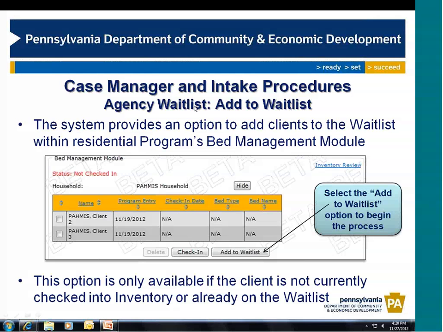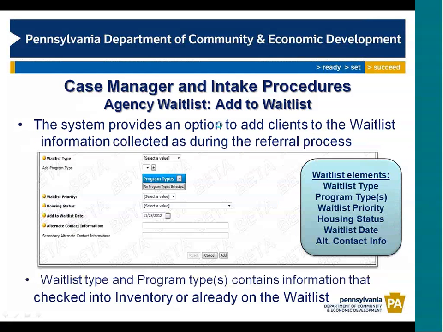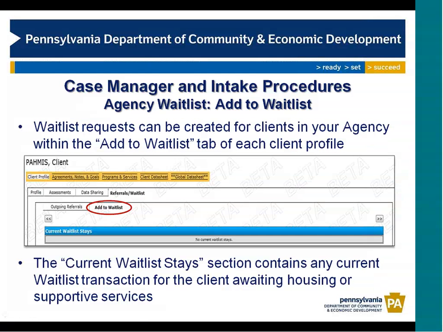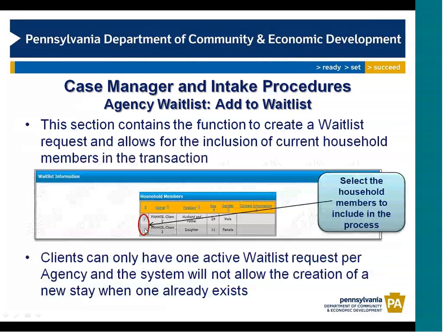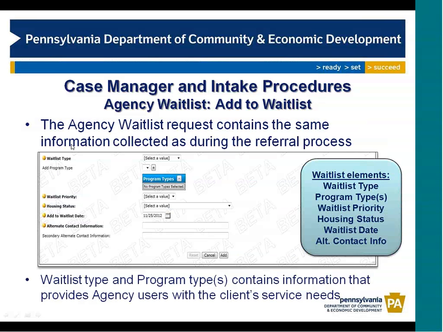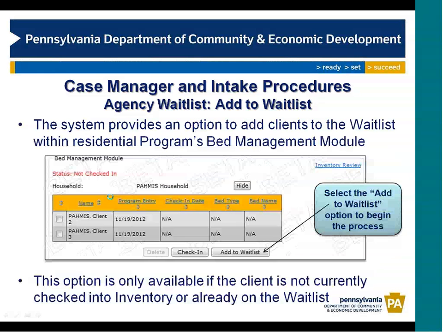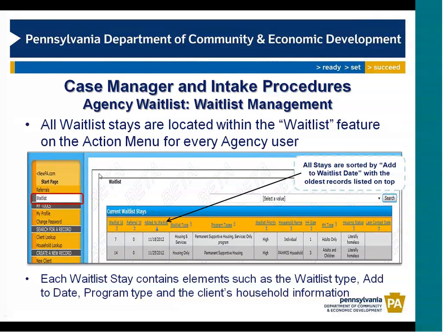I think my screen was actually frozen at that time, so I'm going to go back a couple of screens so everybody can see what they missed here. You've got your add to waitlist here within the client with the current waitlist stays. You add the clients, the household members, and then here's the basic screen that I described that has all the waitlist information. You hit add, that creates the transaction, and within the bed management area, that's where the add to waitlist button is. So, like I said, it's a shortcut to begin the process.